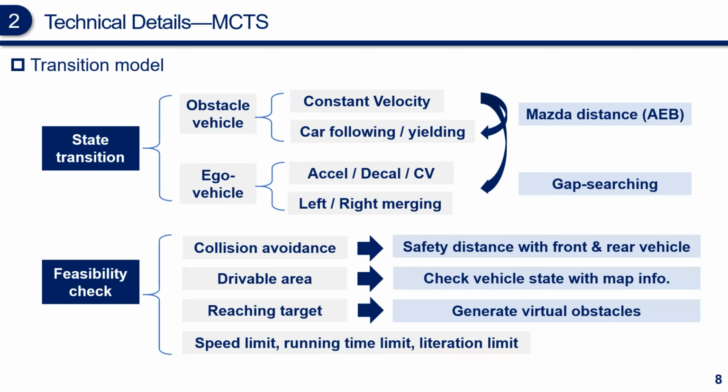The state transition of the surrounding vehicles includes two maneuvers: constant speed or car following. A distance-based switching logic is designed for this AEB-like function. For our ego car, we designed three longitudinal actions: acceleration, deceleration, and constant speed, and two lateral actions, left or right merging. A gap searching logic is also designed for the merging. Every action on the decision tree should be feasible. Our feasibility checker considers collision avoidance, drivable area, reaching the target, etc.